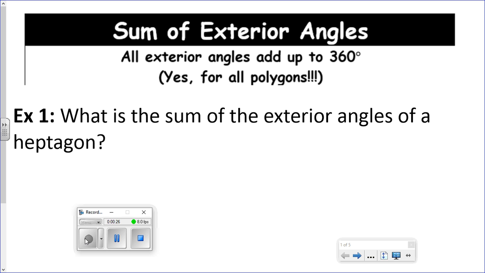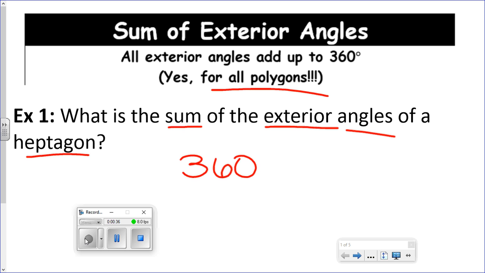It's going to say, what is the sum of the exterior angles of a heptagon? And in this case, for any polygon, it's just 360 degrees. Okay, so this kind of question requires no work, but you have to make sure you know the difference between if it's the sum of the interior or the sum of the exterior. If it's the sum of the exterior, it is just 360, nothing else to it.